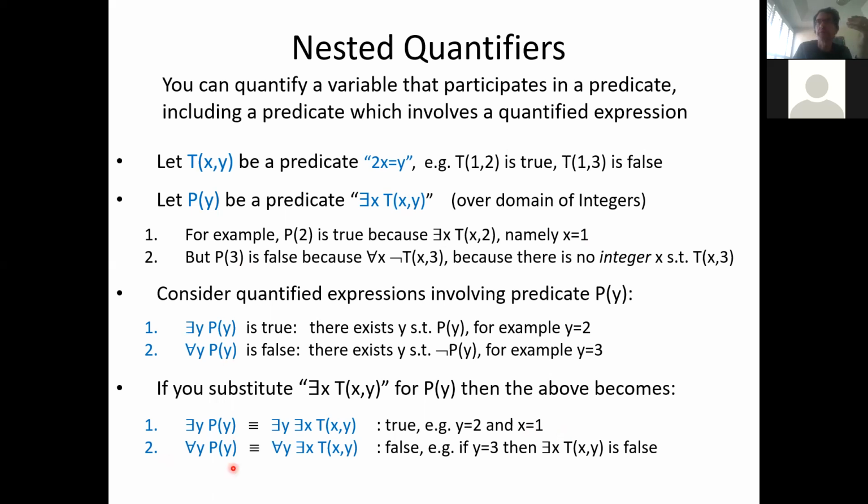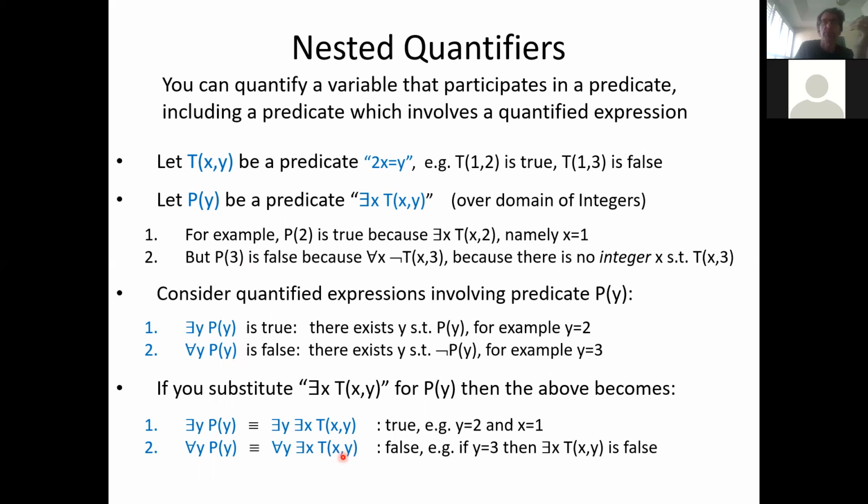The universal formula, for all y, p of y, if you expand it, is a series of quantifiers: for all y, there exists an x such that t of x, y. And again, this is false. It's the same counterexample that we've seen, right? Because all I'm doing here is reading off the statements whose truth or falsity I already argued, in terms of the full quantifiers and predicate t.